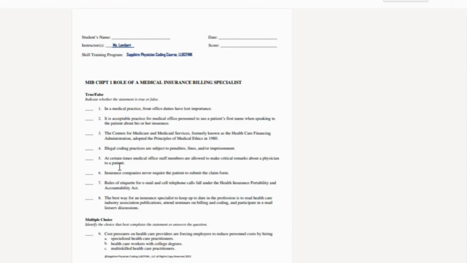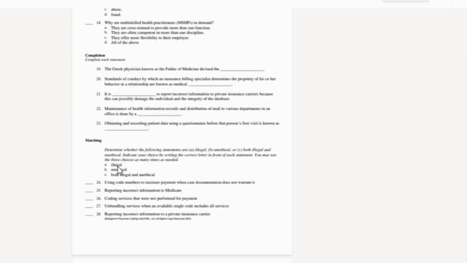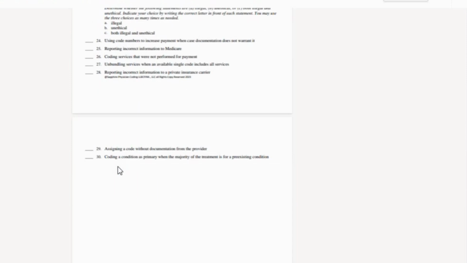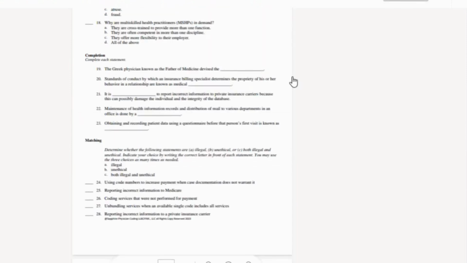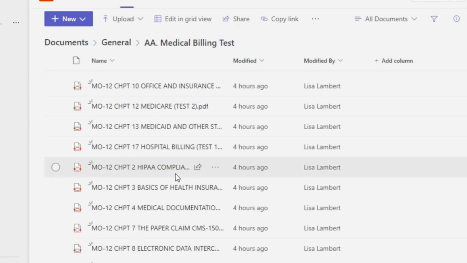But again, this is your medical billing test. This is one of them. Okay. So again, when I give this back to you, you're going to put your grade in your file. So however you arrange your files while you're at home, make sure you do them so you can find what you need to find. Okay.